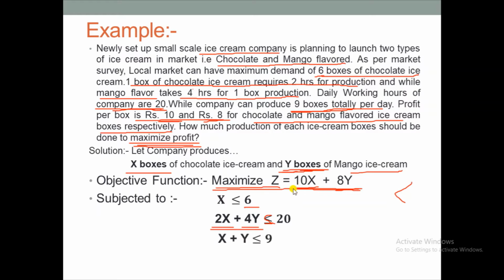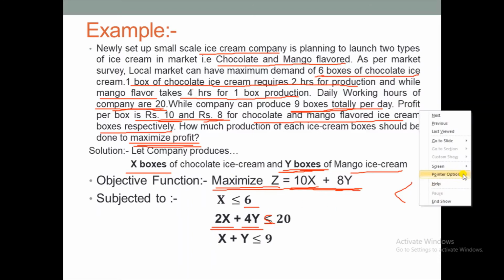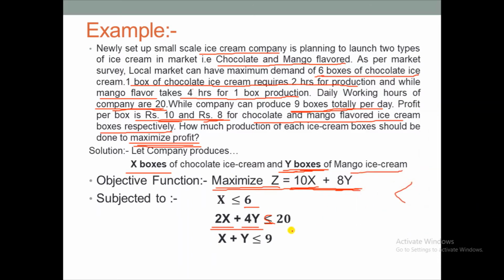So the third constraint we will get is X plus Y. That means the total number of boxes can be equal to 9 or less than 9, but it cannot be more than 9, because that is going to be the total production capacity of the company. So these are the three constraints we have got.